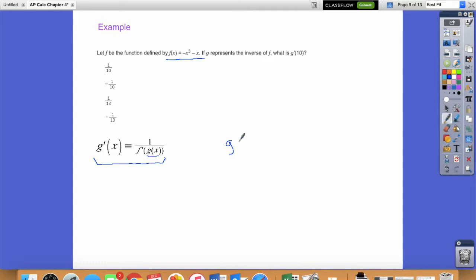I want to know g of 10 equals what y value. So that means I have a 10, and I have my missing y. Now what that tells us is the inverse then, we're going to have f of something equals 10. So what we're going to do is we're going to go up into this equation, negative x cubed minus x, and we're going to set it equal to 10. And we're going to see what x value will give us that 10.